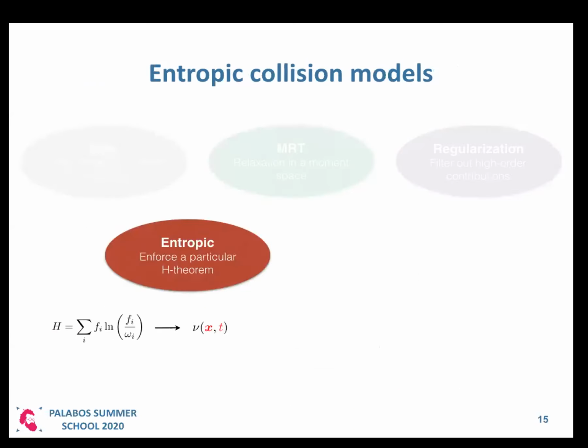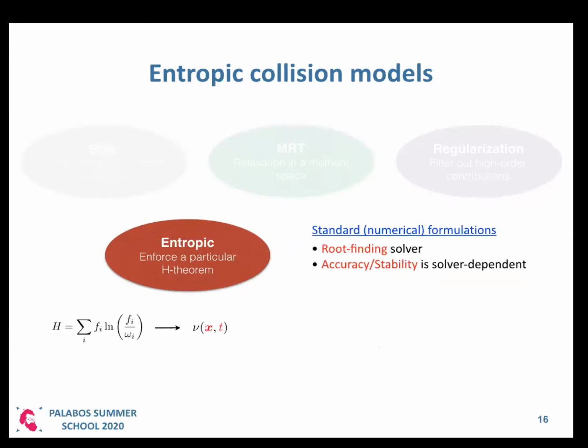The fourth kind of collision model is based on a particular kind of entropic formulation, meaning that, depending on an H functional, what we want to do is to enforce a particular H theorem, which will eventually lead to a kinematic viscosity that will depend on both space and time. Usually, there is no analytical solution to this problem, so what people do is use root-finding solvers. Root-finding solvers have the advantage that they allow you to find a numerical solution to the problem, but depending on the kind of solver that you use, you may have some discrepancies in terms of accuracy and or stability.